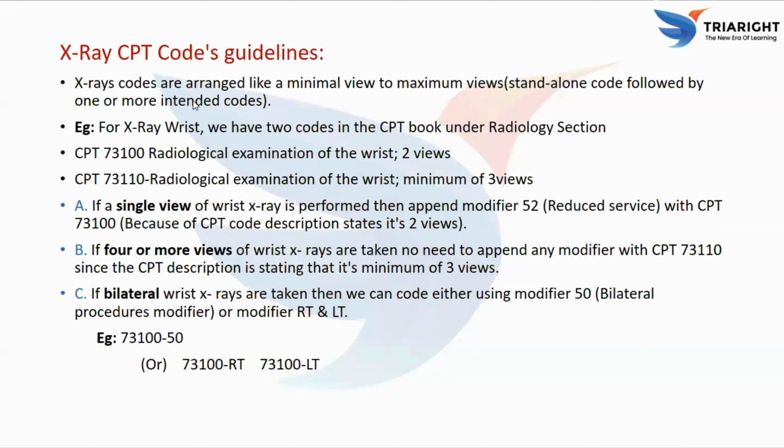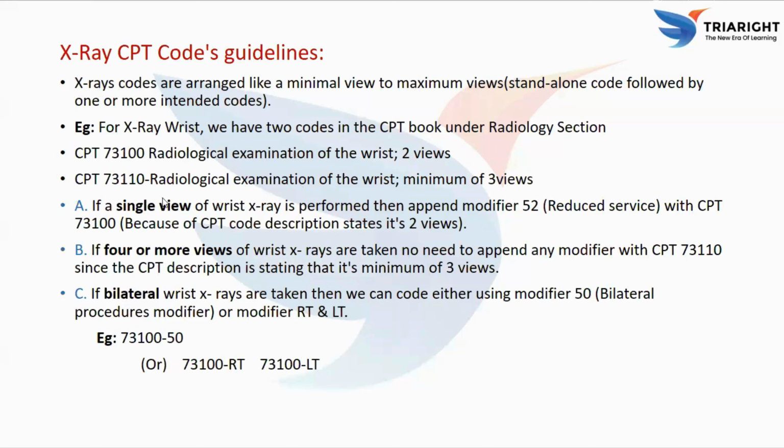X-ray CPT code guidelines. X-ray CPT codes are based upon the number of views, not on how many images a machine took. CPT arranges the X-ray codes from minimum views to maximum views. How are X-ray codes structured in CPT? A lower code gives fewer views, whereas a higher code has more views. CPT uses standalone codes which have fixed minimum views.